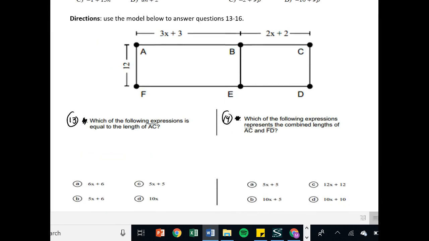These problems, we're going to use this diagram for question 13 through 16. So remember the rules of a rectangle, right? So if A to B is 3x plus 3, that means F to E is also 3x plus 3. If A to F is 12, that means B to E is 12. That also means C to D is 12, right? And if B to C is 2x plus 2, then E to D is 2x plus 2. So always good to try and fill out all the information in a diagram before trying to work it.